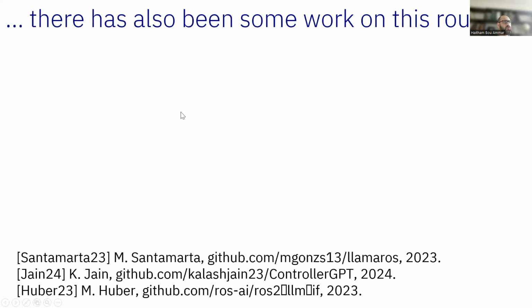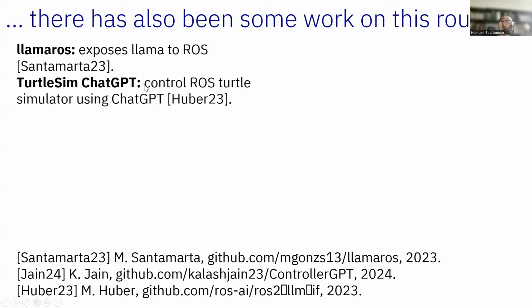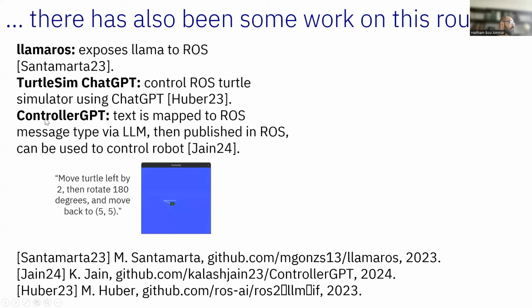The closest work to us is something called Llama-ROS, which is connecting Llama, a large language model, to the Robot Operating System. We have something called TurtleSim ChatGPT, which allowed control of the ROS simulator using ChatGPT. And we have something called ControllerGPT, where text is mapped to ROS. So for example, you can tell it something like move turtle left by 2, then rotate 180 degrees and move back by 5.5. Then it will execute it here.